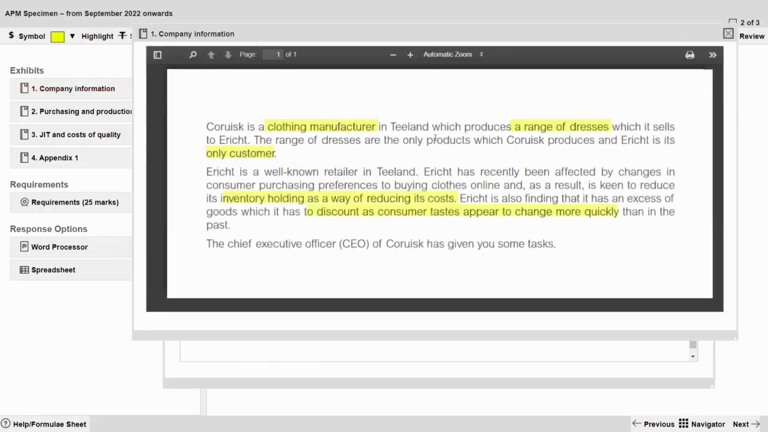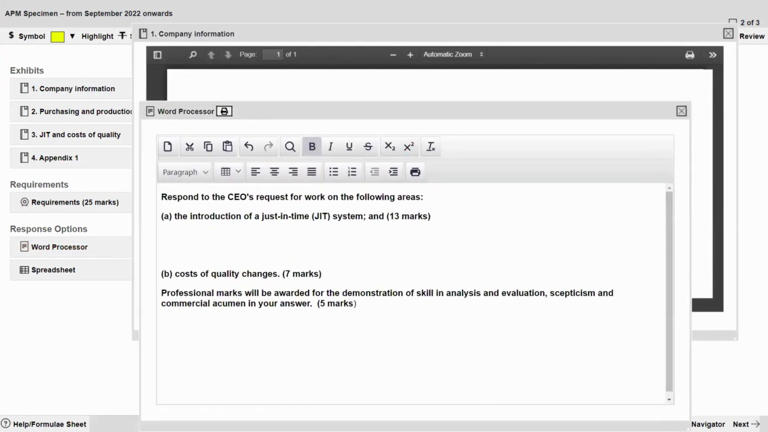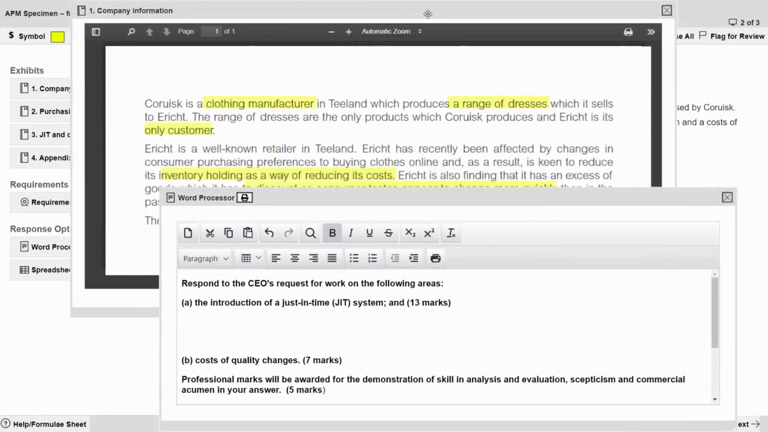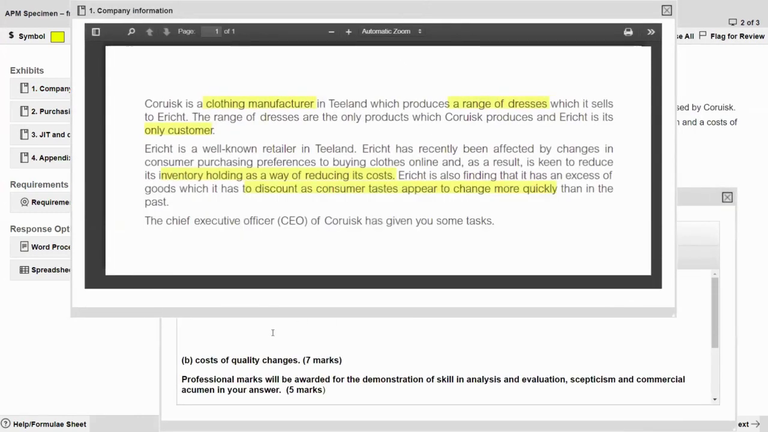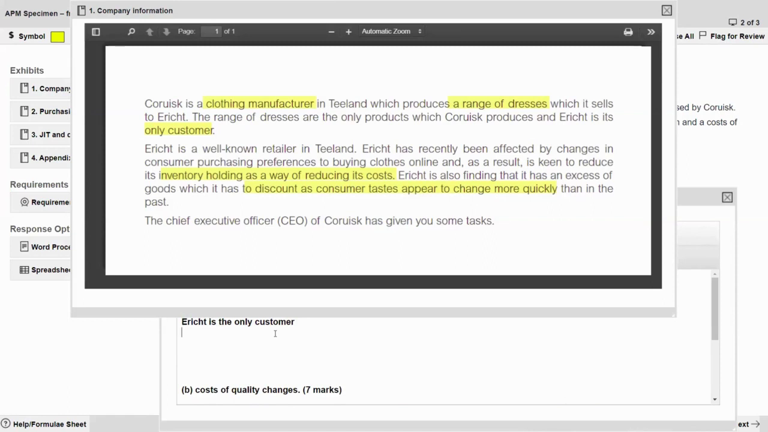Let's try to understand this. I'm just going to list down the key pointers from here. It says it's a clothing manufacturer which produces a range of dresses which it sells to Arid. The range of dresses are the only products which Coriolis produces. The second thing is that the only customer is Arid. I am just listing down the things, then I'm going to write down the answer in detail. Arid is the only customer.